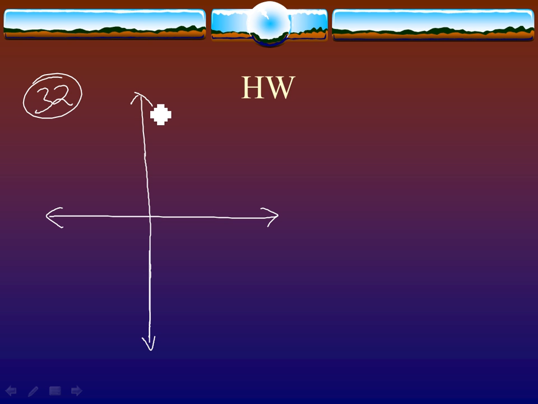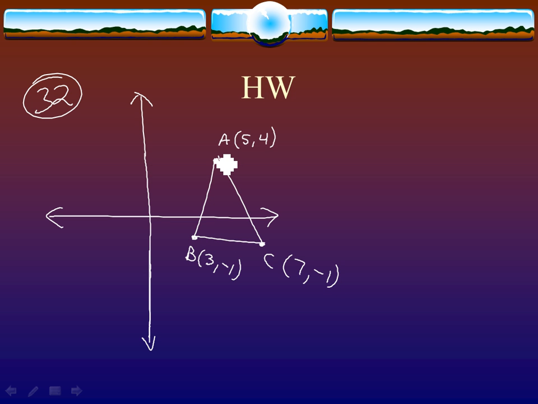32 says A is 5, 4. B is 3, negative 1. And C is 7, negative 1. Lots of problems like this on OGT and all that stuff, because it shows that you know how to do a bunch of different things.